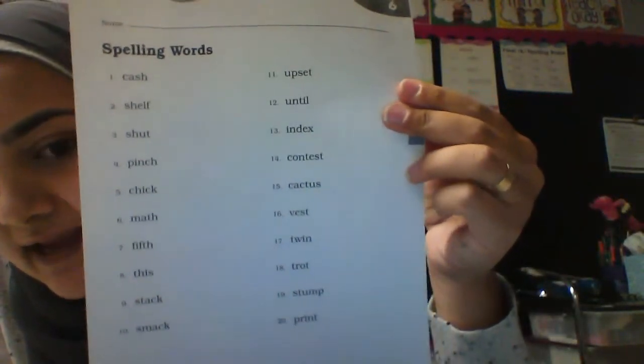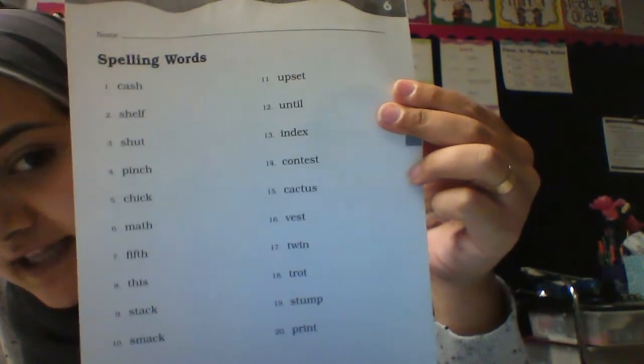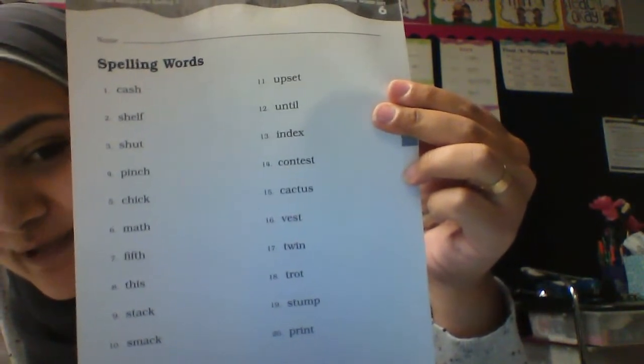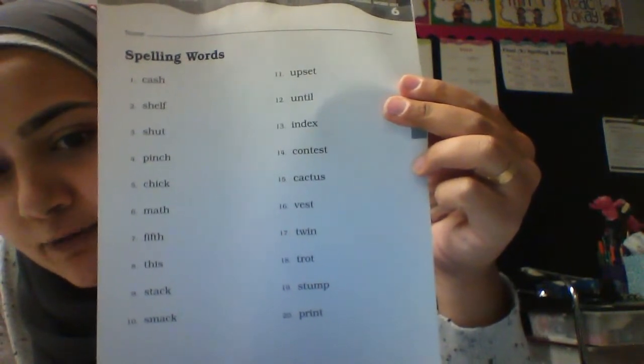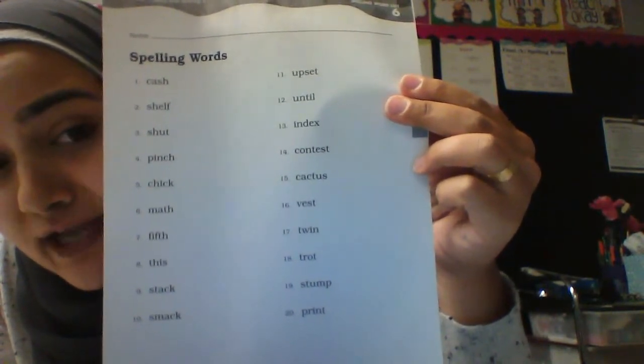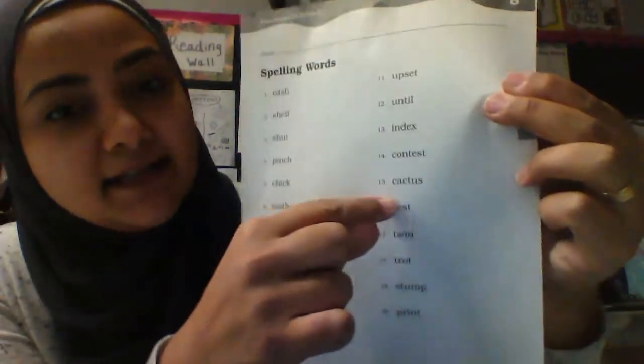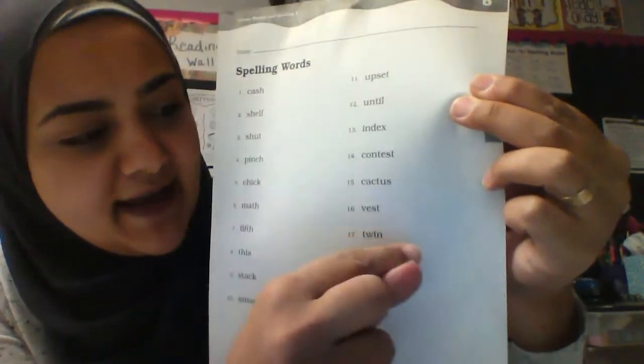Okay, once you have your paper numbered 1 to 20 and you have your spelling word list 6 with you, we're going to start putting it in ABC order. Looking at spelling word list 6, we're going to start looking for the word that starts with the letter A. Do we have any words that start with the letter A? No, we do not. Let's keep going. How about B? Nope, no B's. C? Yes, we have 2 C's. We have cash and we have cactus.